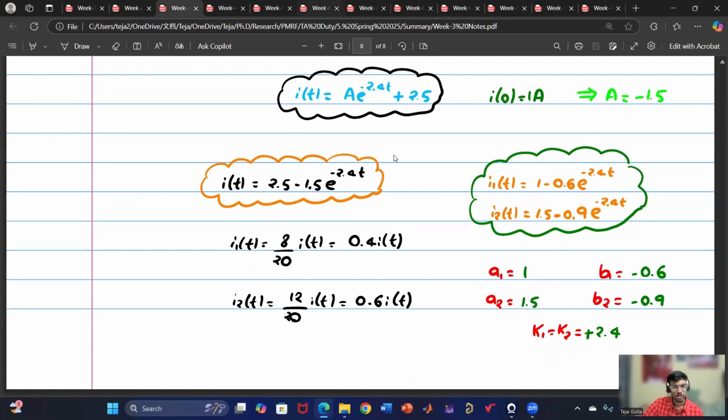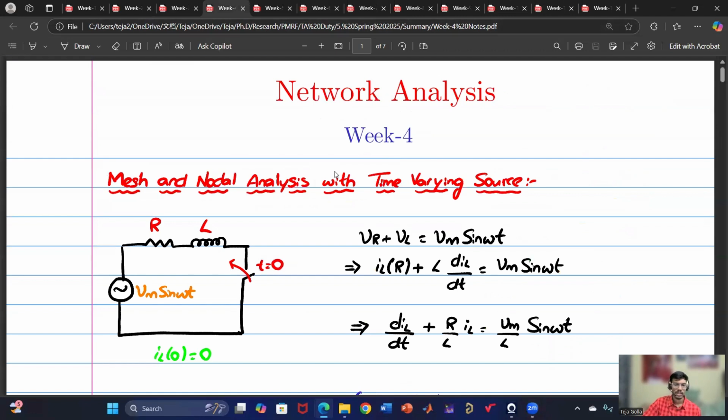No. Okay. So week 4 is about mesh and nodal analysis with time varying source. So here what happens? Now the source is sinusoid or cosine. Previously it was constant. Now it is sine. So how we have solved?